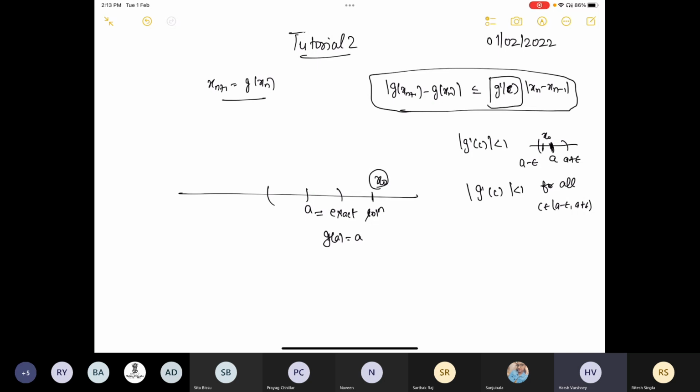Then sir, how to show that this iteration will converge actually? Is it by calculating the iterations, then we'll see whether it is converging or not?